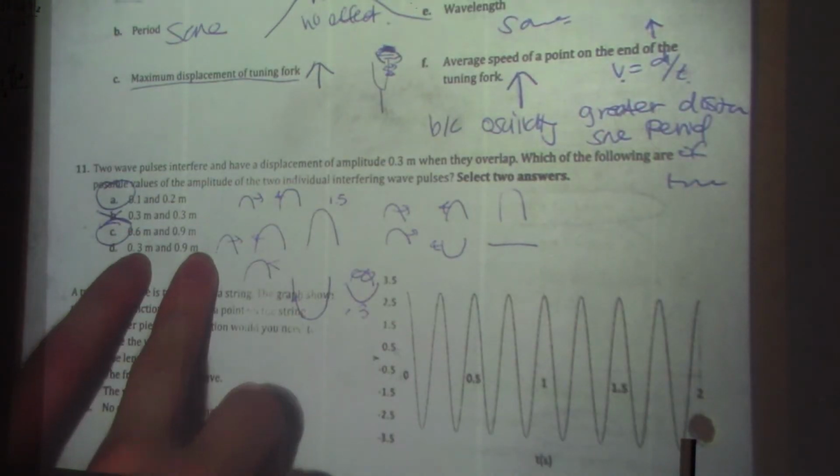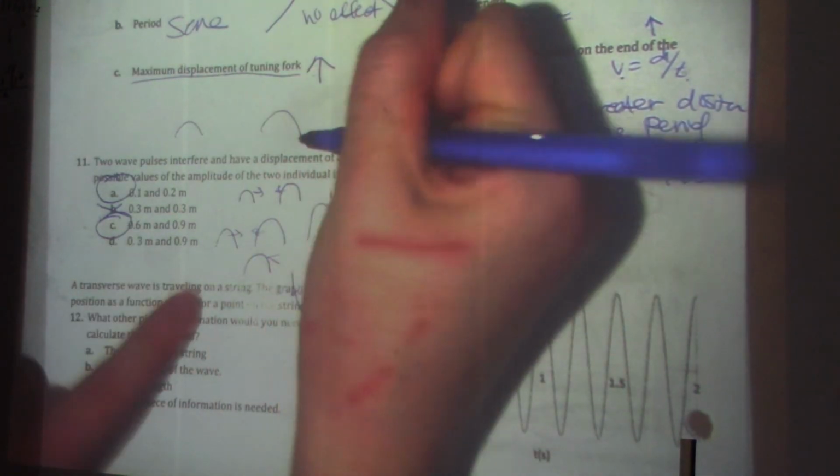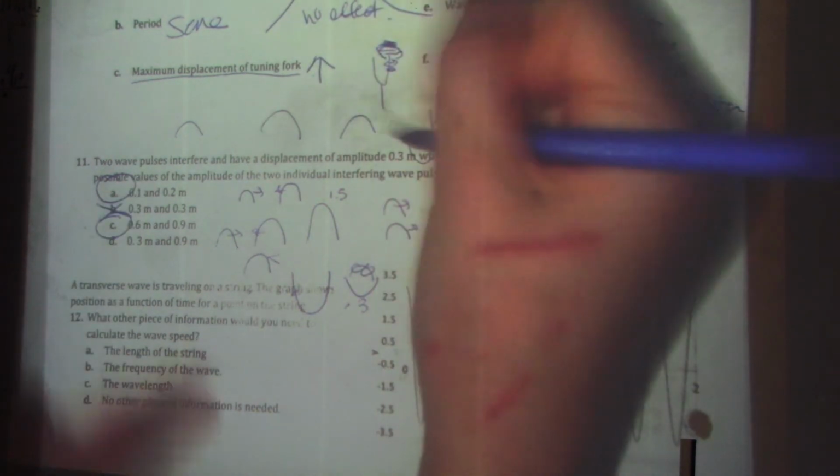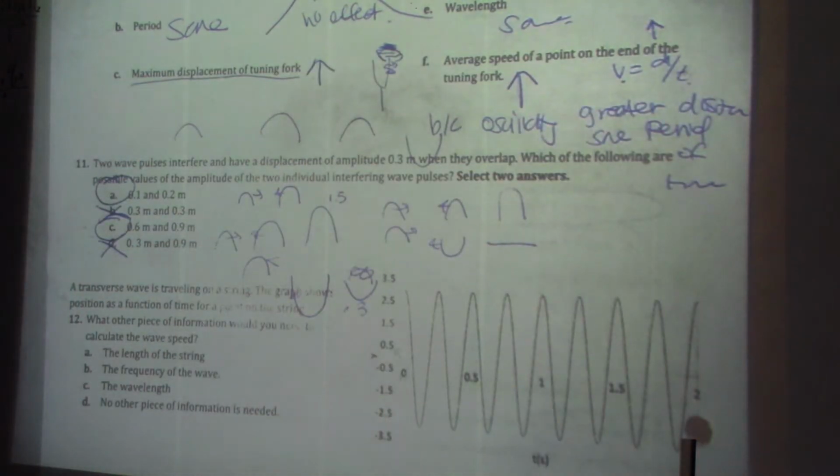0.3 and 0.9, if they were in the same direction, like both up or both down, doesn't matter, that would create 1.2. If they were in opposite directions, whatever one was up or down, doesn't matter, their resulting amplitude would be 0.6, so D would not work.